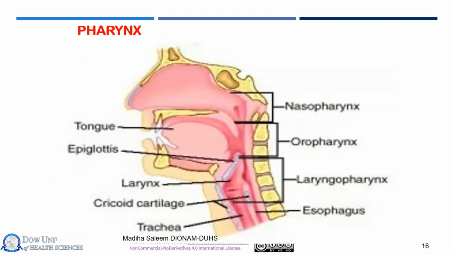This is a pictorial view. As you can see, the nasopharynx is the superior portion, in the middle is the oropharynx, and the inferior portion is the laryngopharynx.